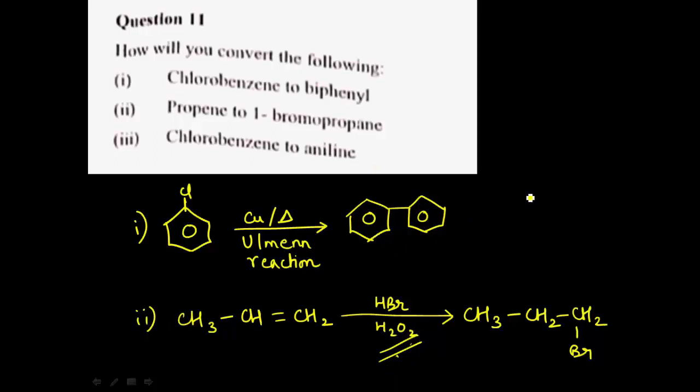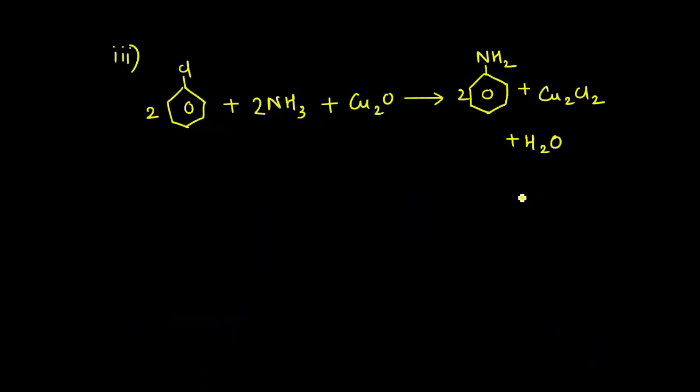And the third reaction is a very famous reaction. It has been coming in ISC examinations since the last 2 years, and this year ISC maintains it. Chlorobenzene to aniline. This is a very popular reaction. Chlorobenzene plus ammonia plus Cu2O will give us aniline plus Cu2Cl2 and H2O. You may know this. I mean, you do know this, right?